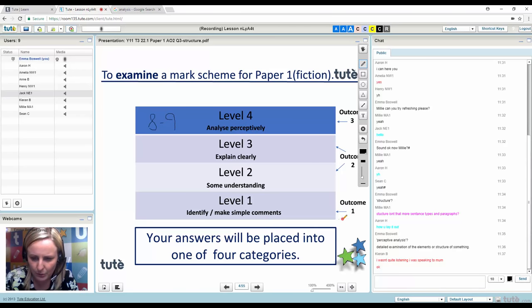So the outcomes that we're looking at today move up through these levels. So outcome number 1, just identifying these features, is basically like a level 1, so fairly low level skill. Then explaining them, you're getting up to level 2, 3. Then to get up to level 4, that's those top grades 8 and 9, we need to be doing that perceptive analysis, which we'll look at in outcome 3.